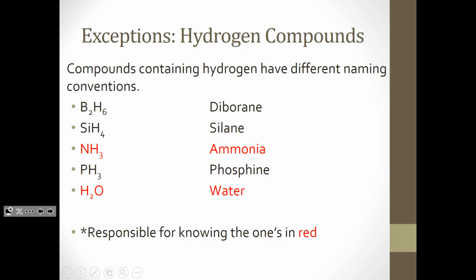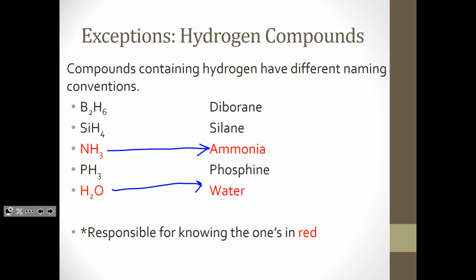So NH3, don't name that nitrogen trihydride. Instead, we're going to name that ammonia. So once again, if you name that nitrogen trihydride, you're going to get it incorrect. You need to name it ammonia. I really hope you don't need help remembering this second one. If you see water, do not write dihydrogen monoxide. Sounds like a poison, but it's not. It's something you need to live, and so we are just going to name that water.